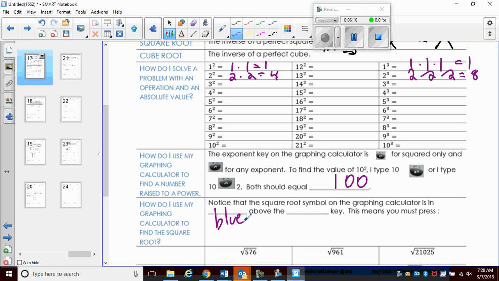And it's above the x squared key. So we're going to press second in blue, and then we're going to press x squared to get that square root symbol. And then we're going to write the numbers inside, and we're going to find the square root of each of those numbers.